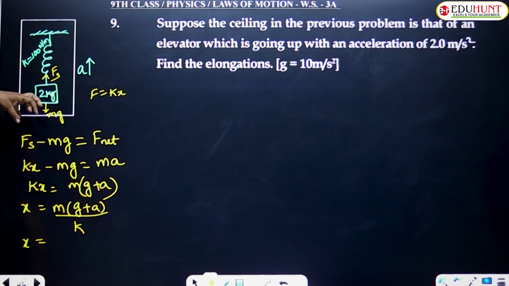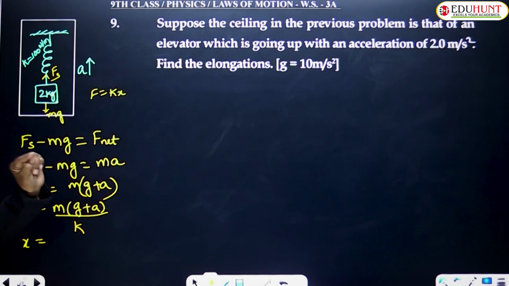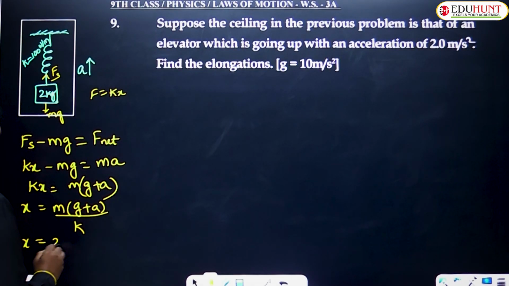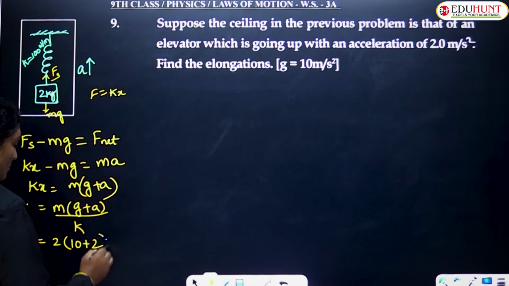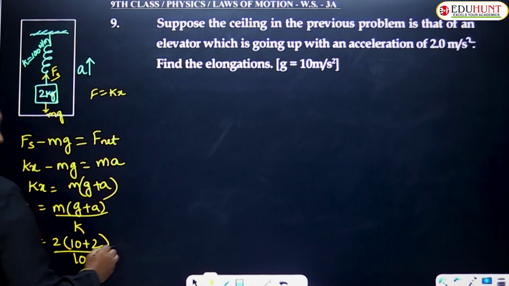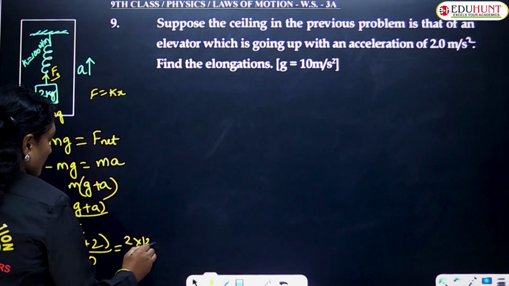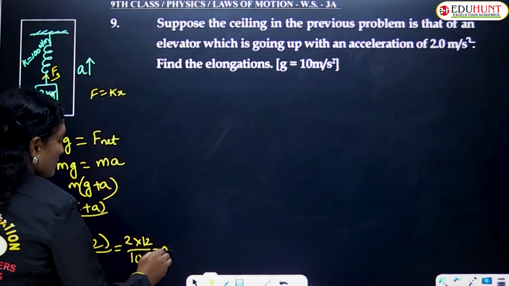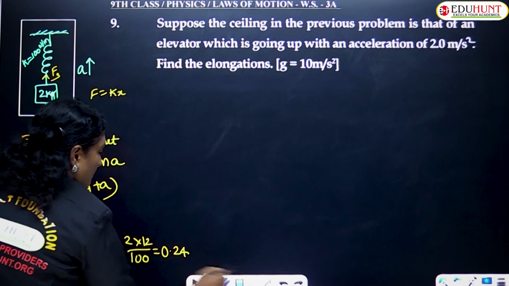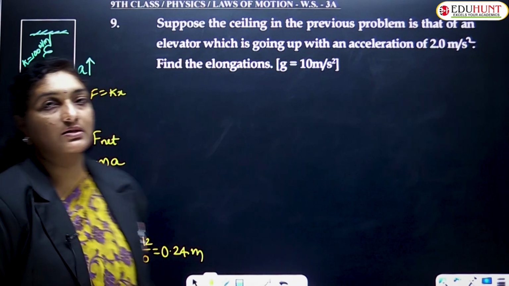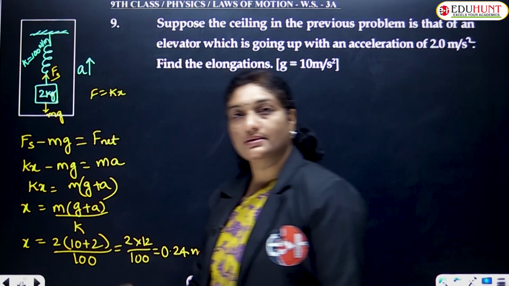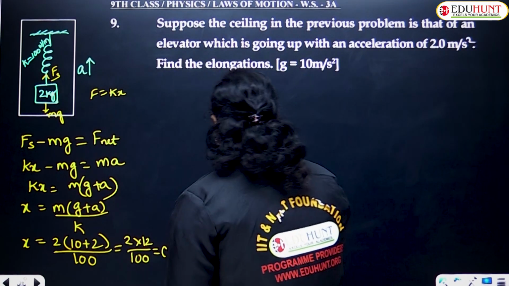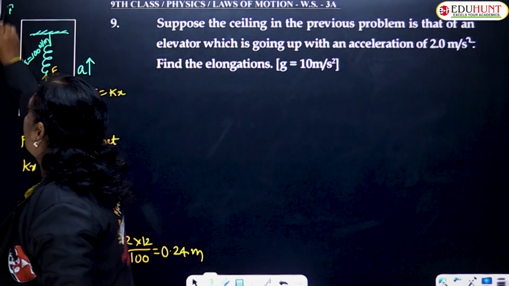Because of the suspended mass, the spring will be elongated a little, and that elongation is given by x. So the value of x is equals to mass 2, acceleration due to gravity 10, acceleration 2, upon the value of k, 100. Solving this, we have 2 into 12 upon 100, or 0.24 meters. The extension in the spring was found to be 0.24 meters only when the 2 kg mass is suspended. So this is your case 1, when only one particular mass is suspended.